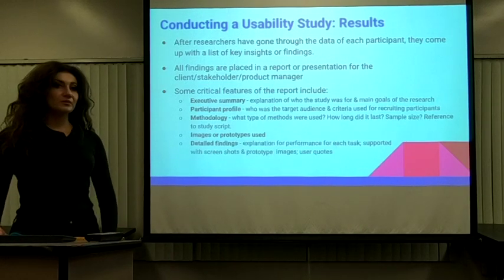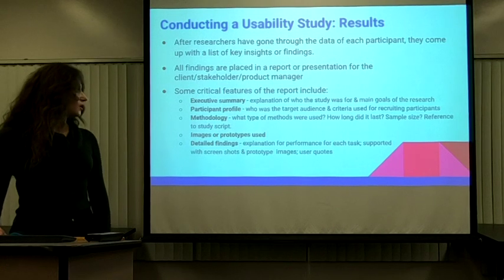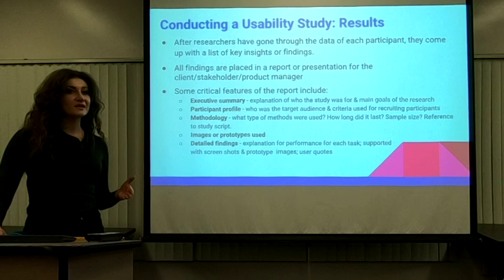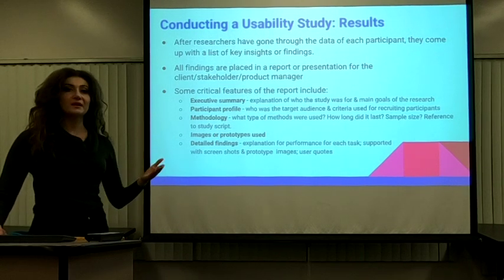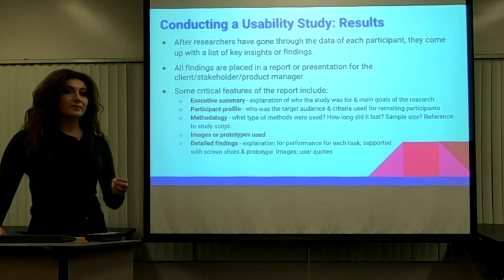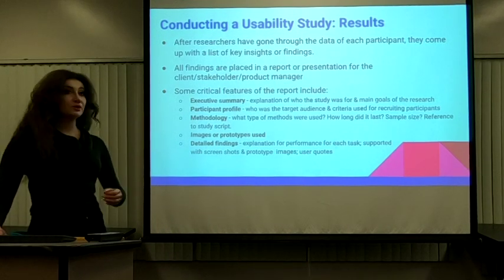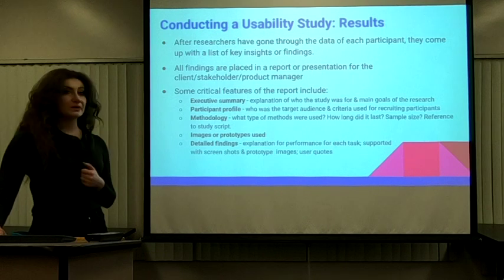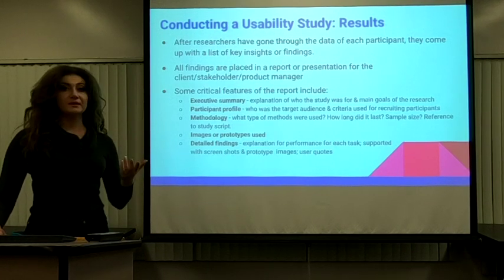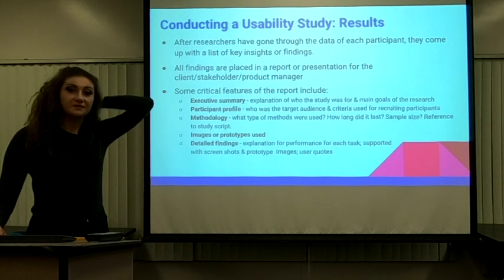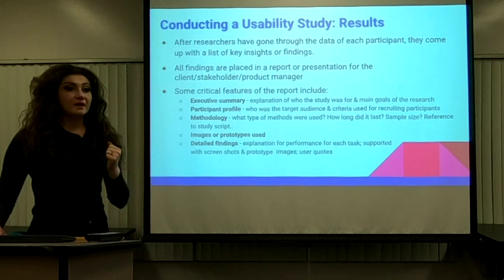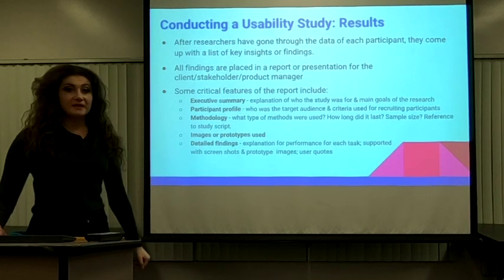And then you have your presentation of the detailed findings. So you want to explain the performance for each task, not necessarily each person, but build your report in a way that it's structured around the tasks that you asked versus around the participants. And you want to support each finding with screenshots or images of the prototypes. So typically when you're testing a product that's in development, it has more than one screen, right? So all of the screens maybe are relative to a different type of task.